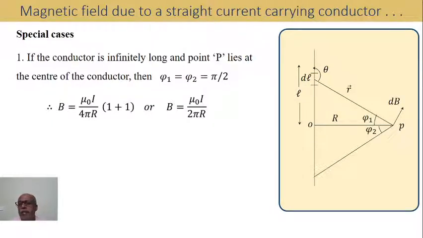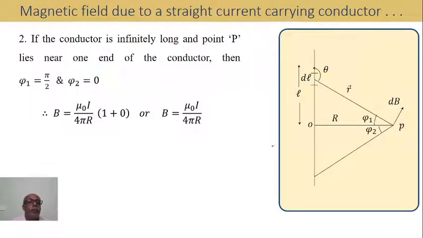Or otherwise, let P be very close to O, then for the infinite length of the conductor, this angle becomes almost 90 degree. This is almost equal to 90 degree. For infinite length of the conductor, it becomes 90. Right?